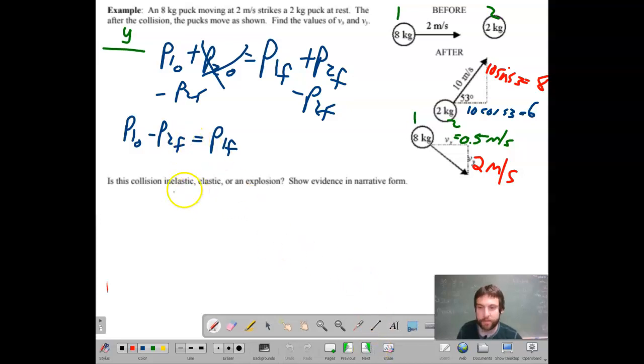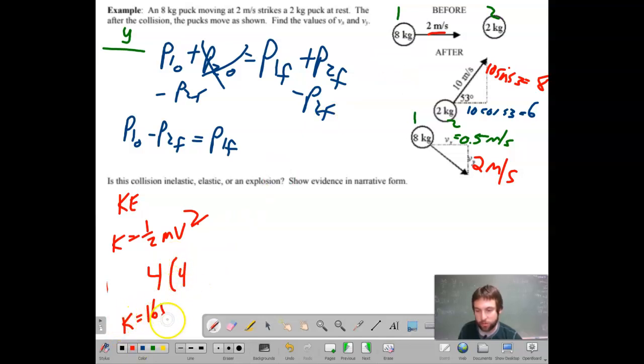So let's look at the kinetic energy before compared to the kinetic energy after of this system. When we do that, what kind of kinetic energy do we have in the beginning? Only one of these things is moving for the left side of the equation, right? So then all we're dealing with is this velocity. So 1/2 m, which is 4, times v squared, which is 4. Kinetic energy before is 16 joules.